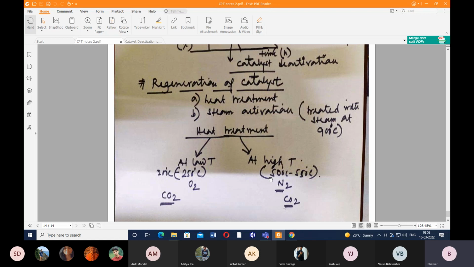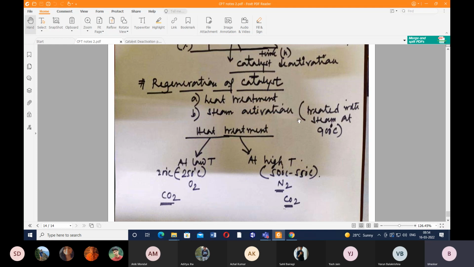We need at least 450 or 500 degrees Celsius to start the combustion process if we are carrying out the reaction in the presence of an inert atmosphere. But remember, if instead of an inert atmosphere we are using an oxygen atmosphere, we can initiate the combustion reaction at low temperature. So this is called the heat treatment operation. By heat treatment, we can get rid of the carbon particles deposited on the active surface sites of the catalyst.